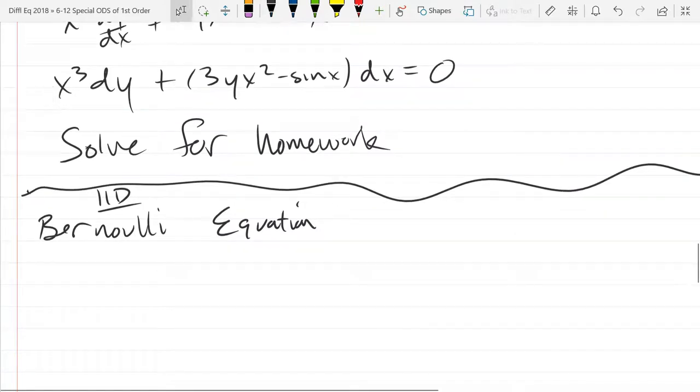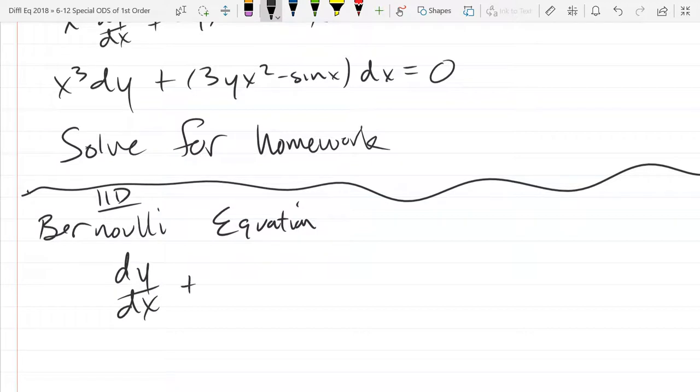All right, so we're going to look at the Bernoulli equation. It starts out really similar: dy/dx plus p(x) times y equals... Now there's a huge difference. There's a y to the n on the right side.